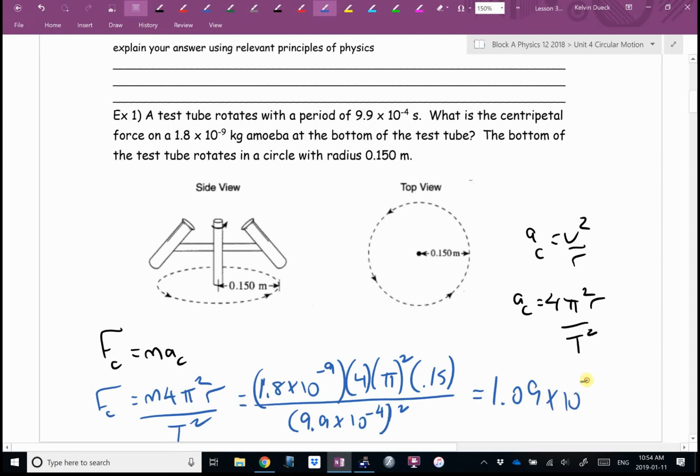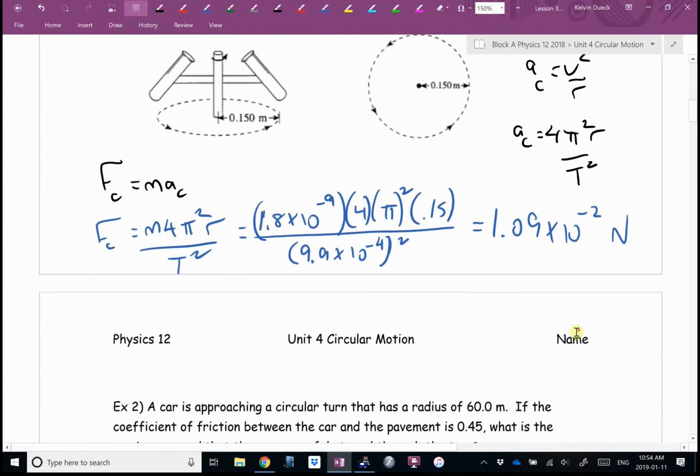1.09 times 10 to the negative 2 newtons. That, to me, Michael, was straight plug and chug. I gave you all the information and I said, hey, find the force. Okay. Let's go a little further.